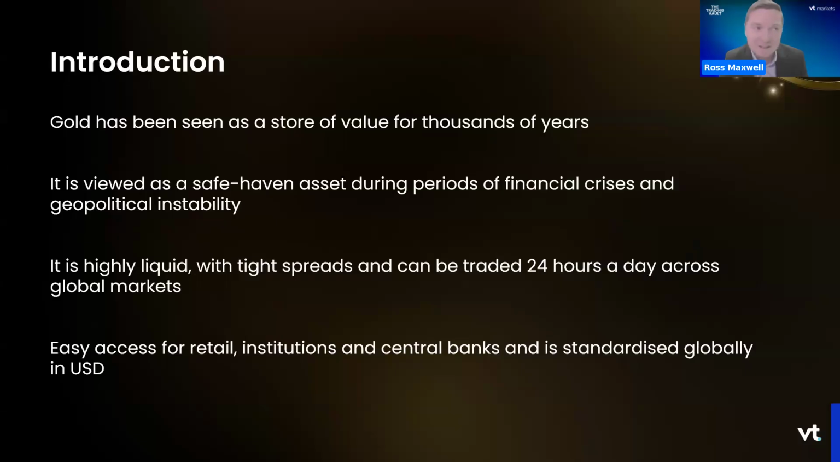It is viewed as a safe haven asset during periods of financial crises and geopolitical instability. So when we see this sort of volatility in equity markets and currencies, often investors will take their money out of that and put it into gold because it's seen as a safer asset that will store its value and avoid those volatility swings.